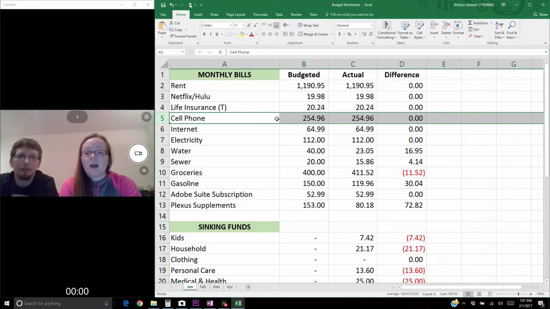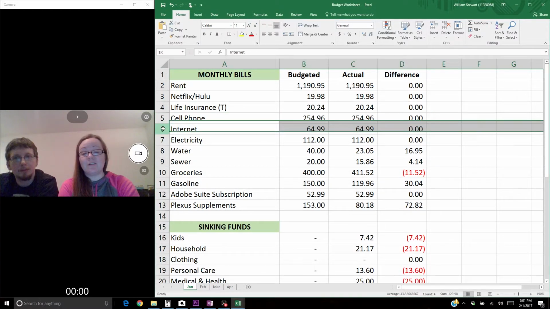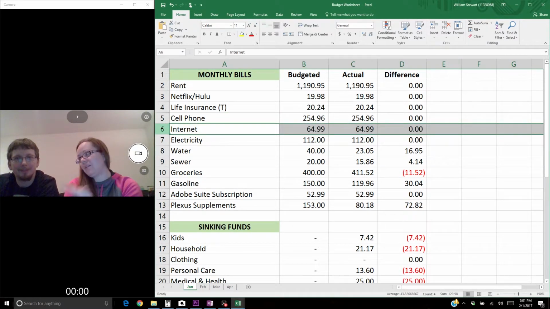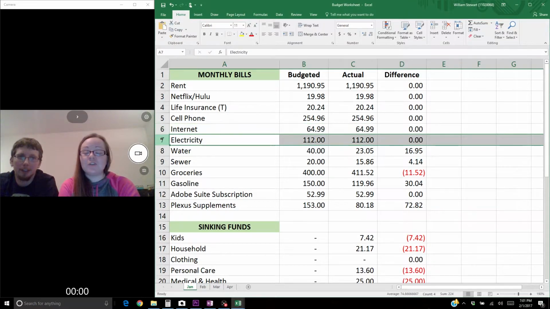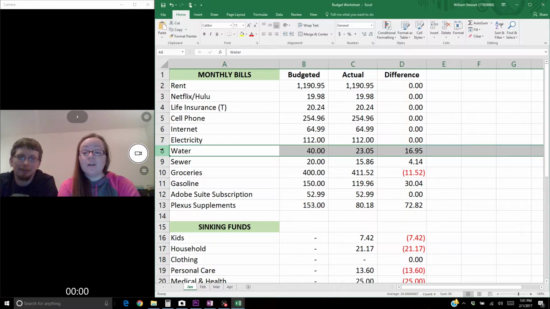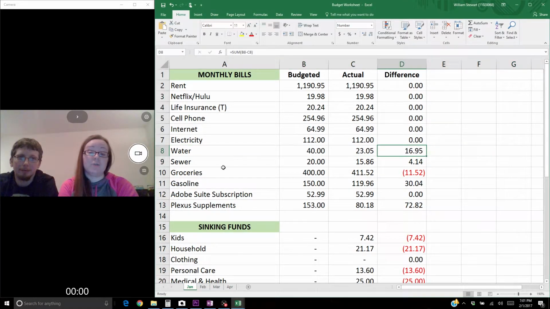So our internet, we do have high-speed internet because of gaming for the most part. We don't have cable, and so we do splurge on the high-speed internet. Our electricity is on a budget plan that's $112 a month. Our water varies anywhere from 20 to 40, so I always estimate on the high side. It did come in $16.95 under budget, which was good.